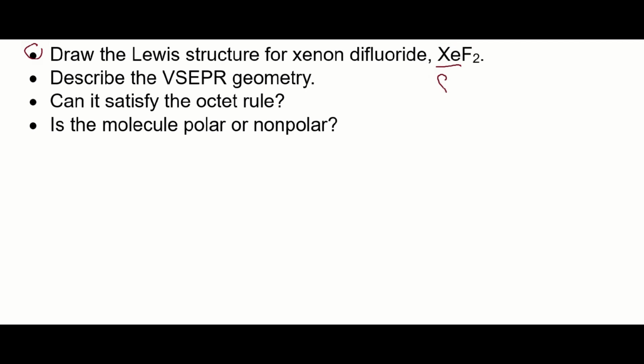Xenon is a noble gas, comes in with 8 valence electrons. Fluorine is a halogen. It's in group 17, so 7 valence electrons for fluorine, and there's 2 of them. 14 plus 8 is 22 valence electrons.